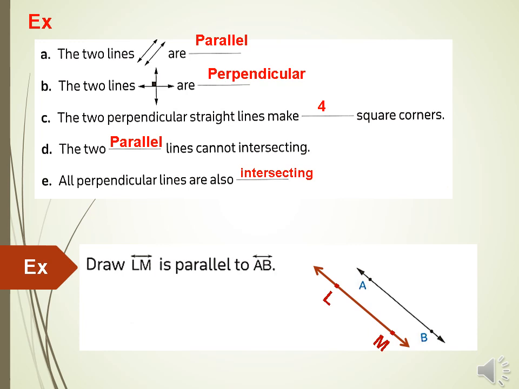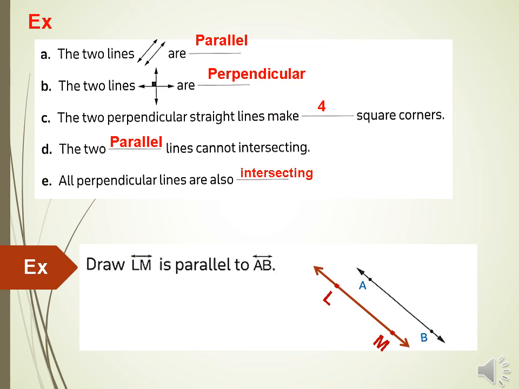Letter B. The two lines are perpendicular lines because they make right angles and intersect at a common point. Letter C. The two perpendicular straight lines make four square corners and make four right angles.